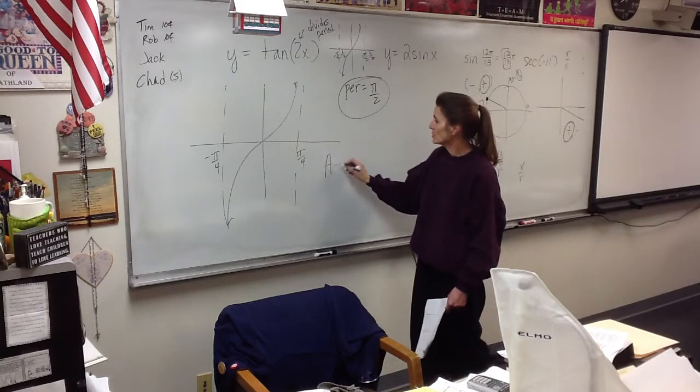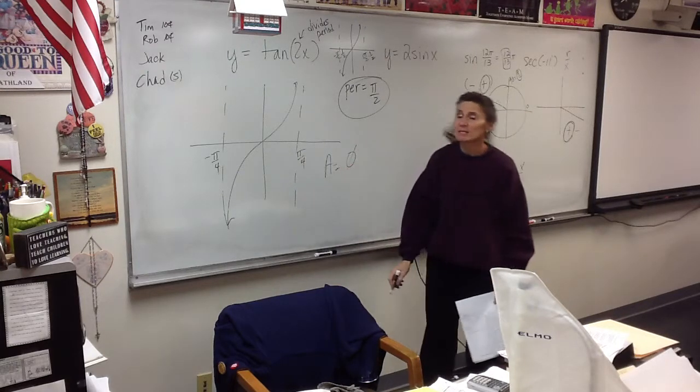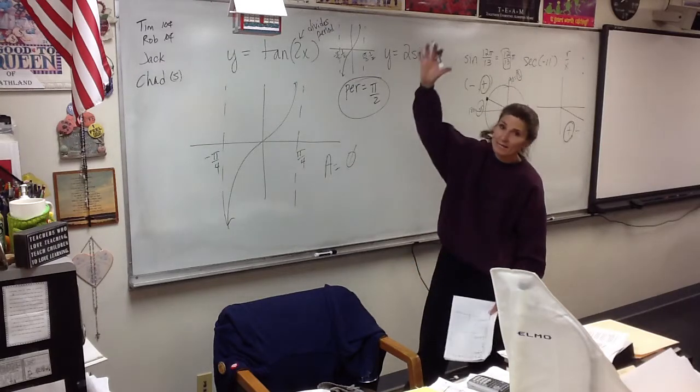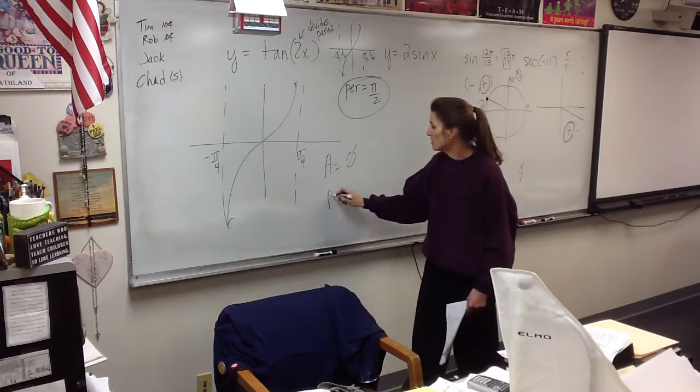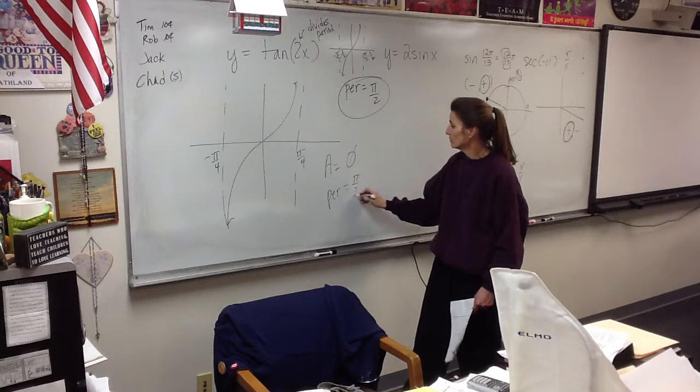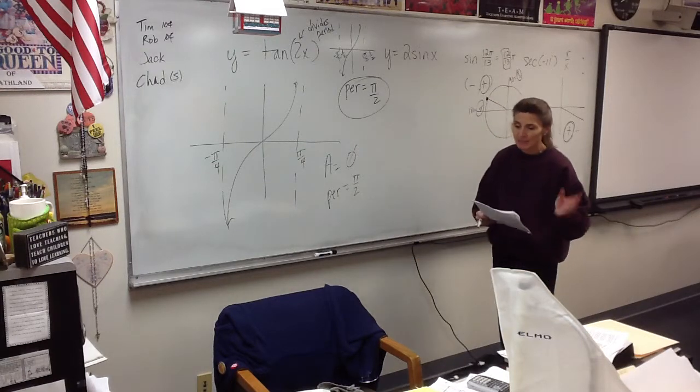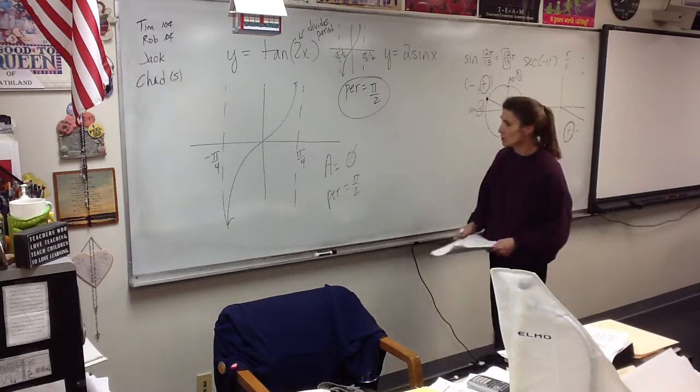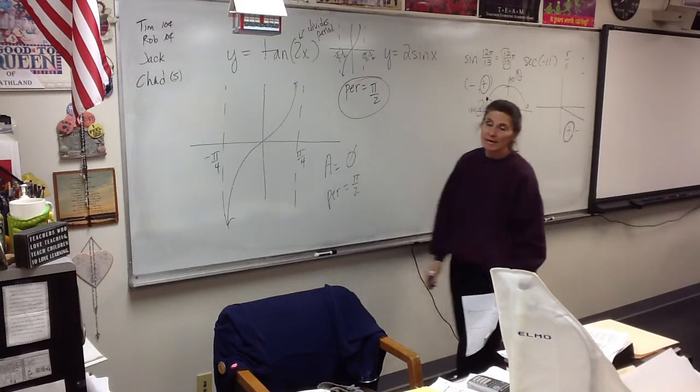This curve has no amplitude. Tangents never have amplitude. They have no height. And its period is pi over 2. You do not need to fill in any of the other information, just amplitude and period.